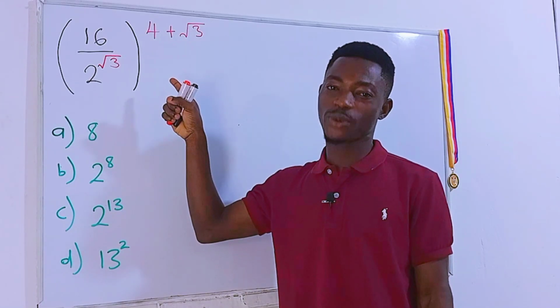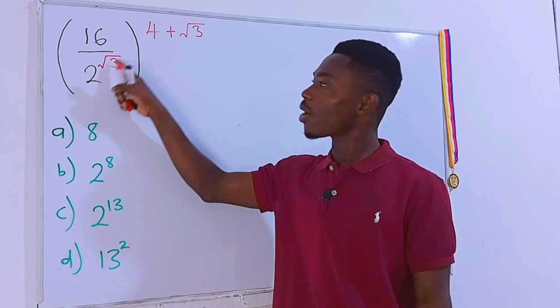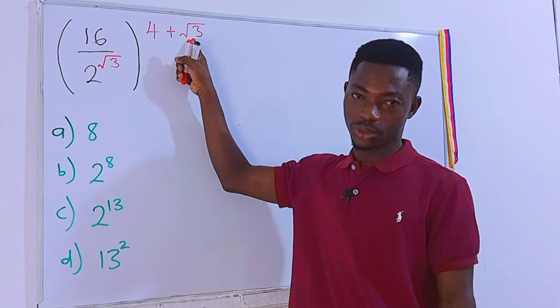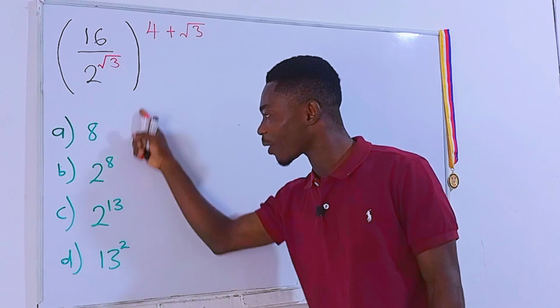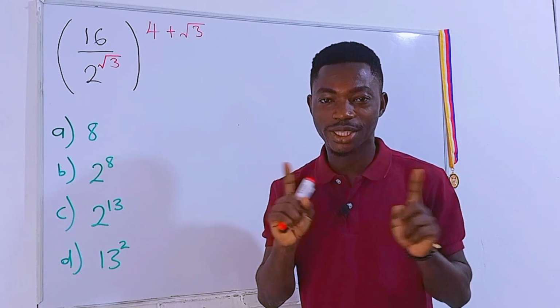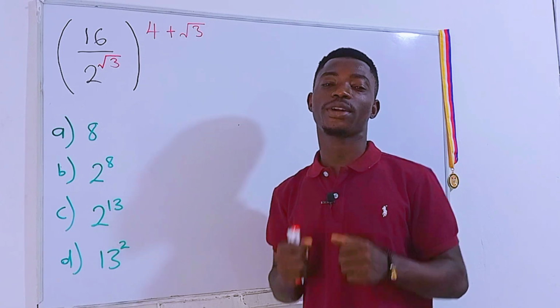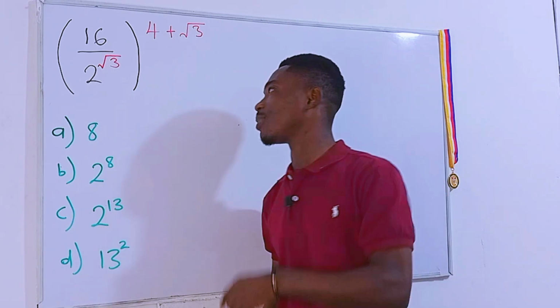This question right here is waiting for us to solve. 16 divided by 2 to the power root 3, all to the power 4 plus square root of 3. And of course, these are the options we have to select the correct answer from. But remember, without using a calculator. So feel free to pause the video and give it a try first. If you are done, let's begin.